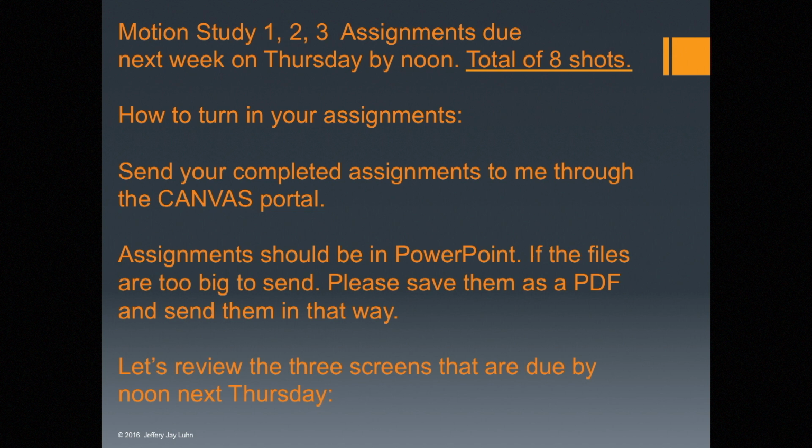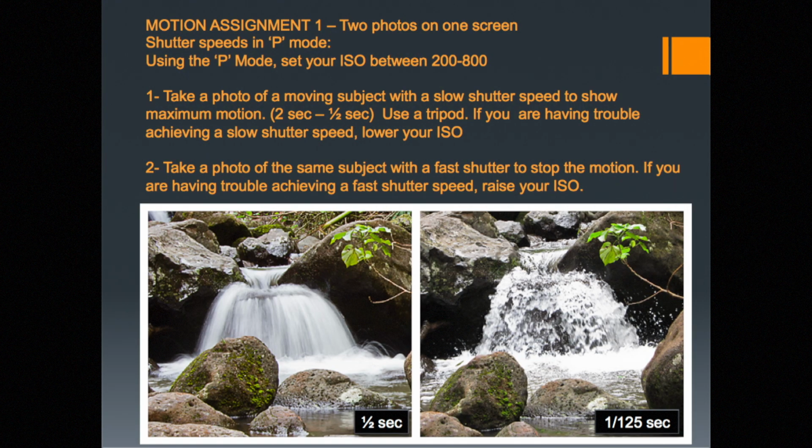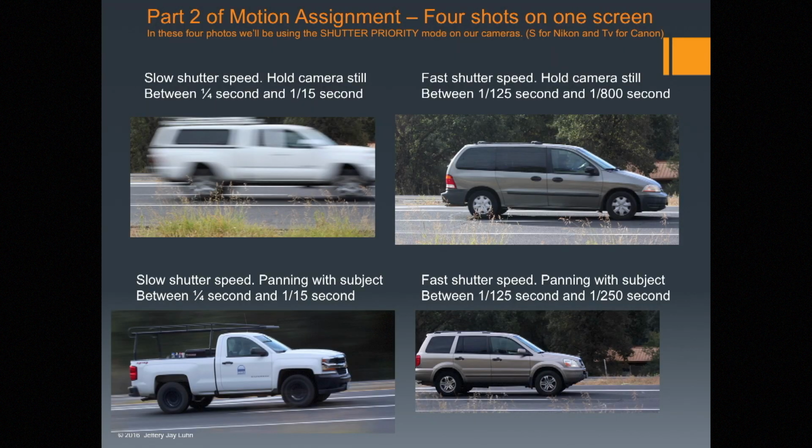So let's review the 3 screens that are due by noon next Thursday. The motion study 1, 2 photos on one screen showing different shutter speeds, a slow shutter speed and a fast shutter speed. Motion study part 2, 4 shots on one screen. For the first 2 shots on the top row, we do not move our camera. We just do a slow and a fast shutter speed. And then for the ones down below, we pan with the subject with a slow and a fast shutter speed, moving the camera to follow the subject.